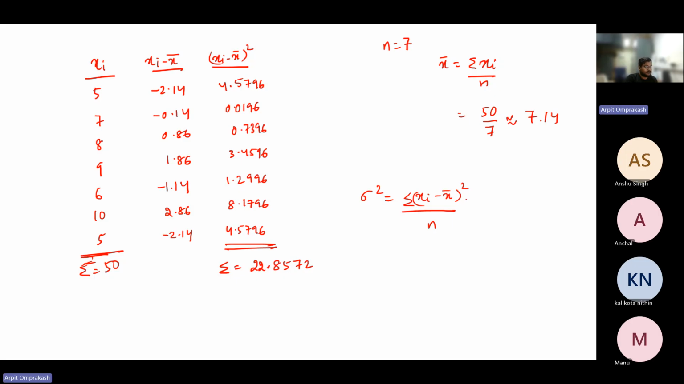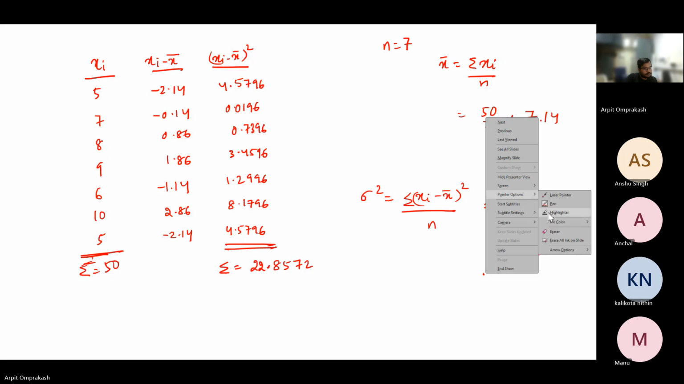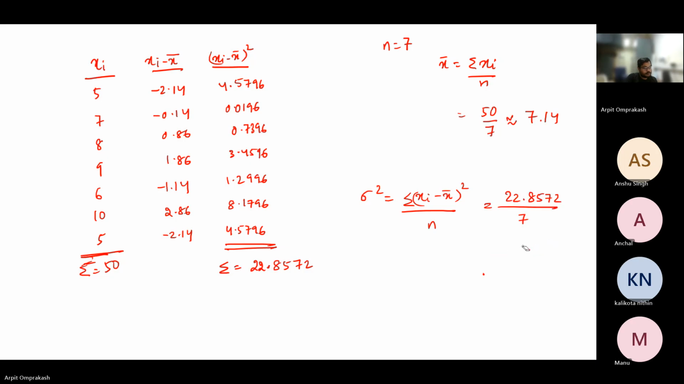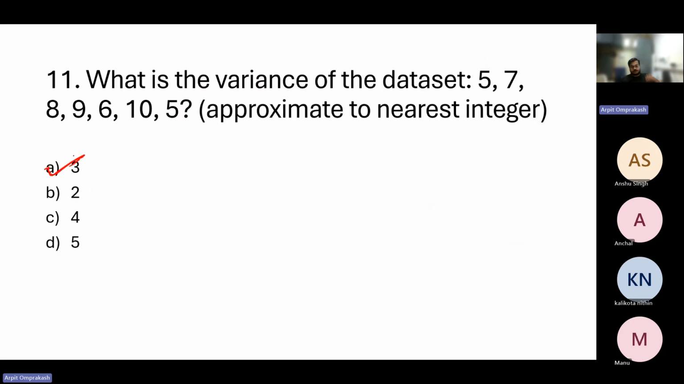So it's 22.85, sigma square here, 74 divided by n, which is 7. This turns out approximately to 3.2. This turns out to 6.2. If we approximate it to integer, it will be around 3. So the answer here will be option A, which is 3.